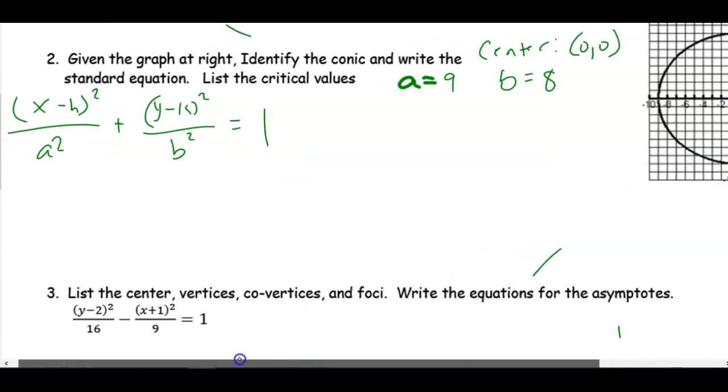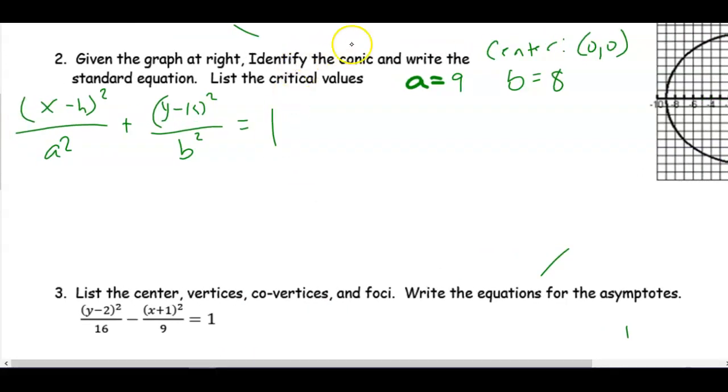Well, if we find a focus, we need c. Identify the center and write the standard equation. All right, so I just plug everything in for the standard equation. So x minus 8, well, that's 0. So that's x squared over 81 plus y minus k, or y minus 0, so that's y squared.